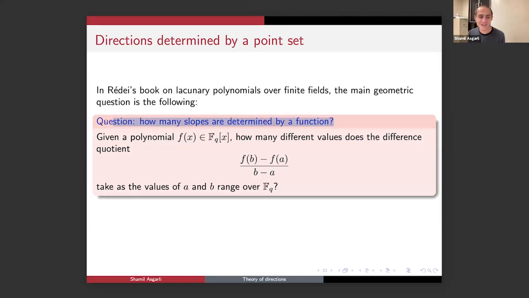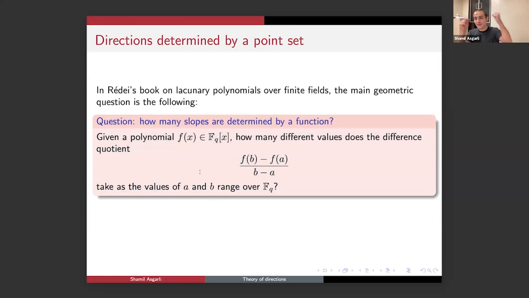This is the kind of question that you can ask in a calculus class, with the only difference being that in a calculus class, we work with real numbers. Here we're dealing with finite fields, but the question is just as natural. So here's what the question is. Suppose you have a polynomial f of x over a finite field F_q in one variable. How many different values does this difference quotient take as the values of a and b range over F_q?